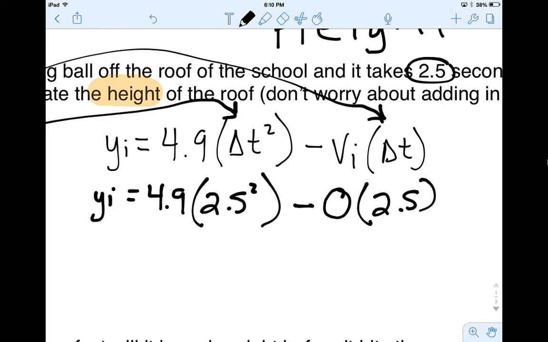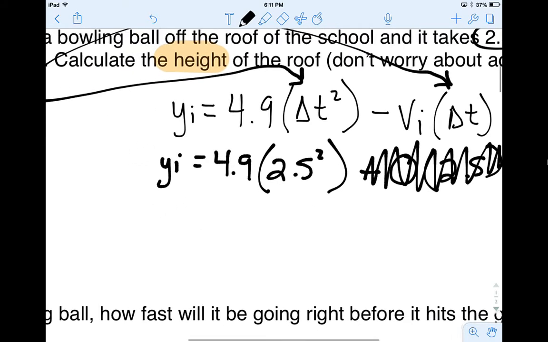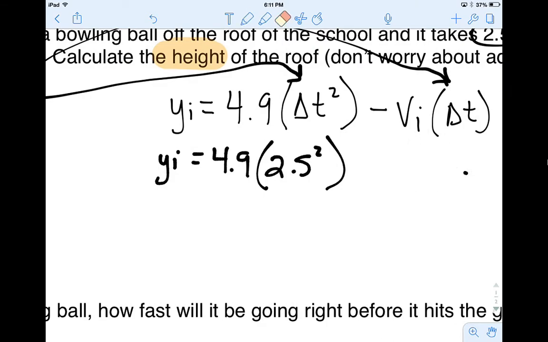Right away, I want to look at this part. I know that 0 times 2.5 is just 0, and adding or subtracting 0 from something doesn't really do anything. So I can cancel this thing out right now, because it makes the whole thing 0. I'm just going to erase that to make it cleaner. Now I'm looking at 4.9 times 2.5 squared.